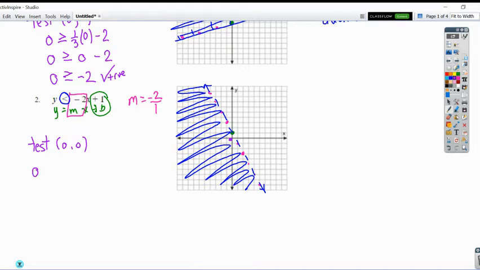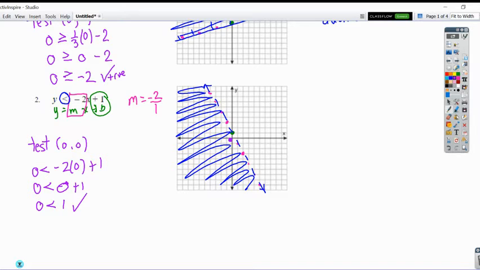If I plug that in, 0 for my y, and then 0 plug in for my x, work that out. 0 now is less than negative 2 times 0 makes 0 plus 1. So is 0 less than 1? That's what we're asking. Yes, 0 is less than 1, so certainly you're shading the half plane that includes the 0, 0.